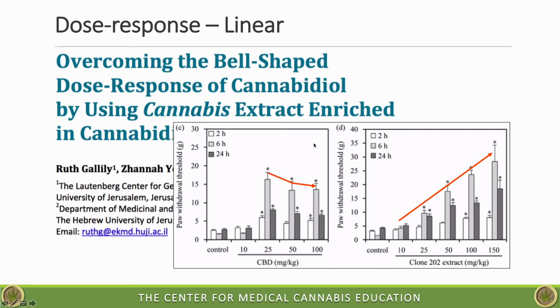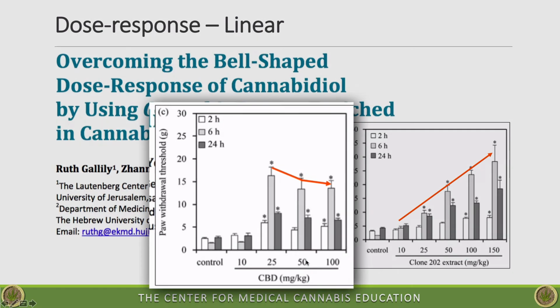The vertical axis is paw withdrawal threshold in grams. This is the mechanical force that is required to motivate the rodent to withdraw its inflamed paw after being poked with a filament. And the paw is inflamed because the investigators injected capsaicin into the paw. So paw retraction in this study was used as a proxy for the anti-nociceptive effects of CBD. The higher the force that is required to induce a retraction, the greater the anti-nociceptive effects.